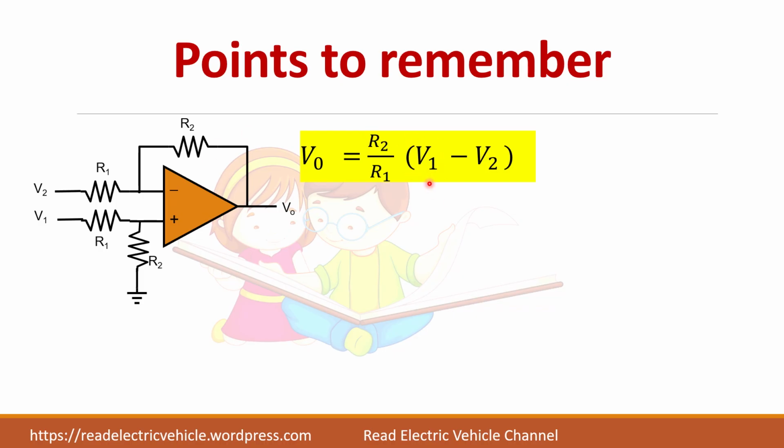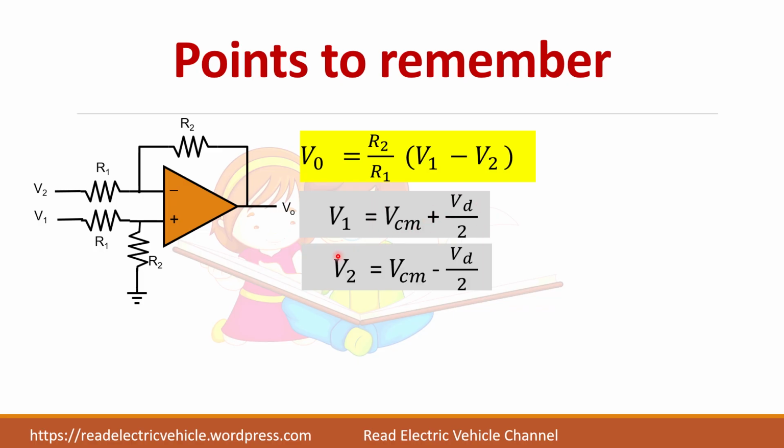Now we have two important points in a differential amplifier. One is the common mode signal and the difference signal. So V1 can be written as VCM plus VD by 2, and V2 can be written as VCM minus VD by 2. So VCM is the common mode signal and VD is the differential signal. And we also saw that the amplification or the gain from this input pin to output is different from giving the input at this point and seeing the output here. So the gain is different for two pins.